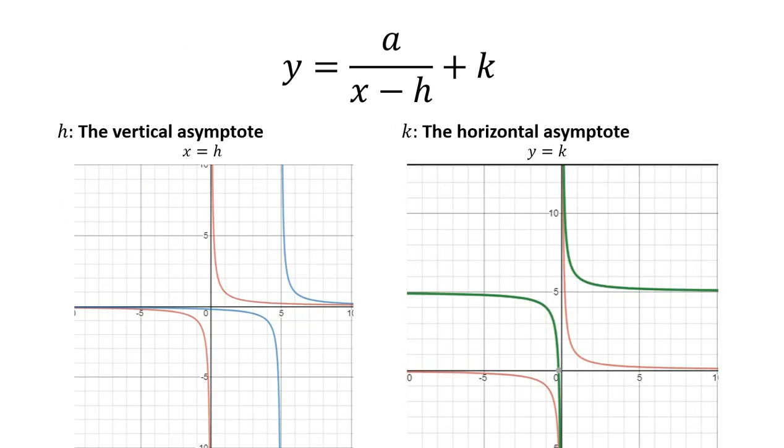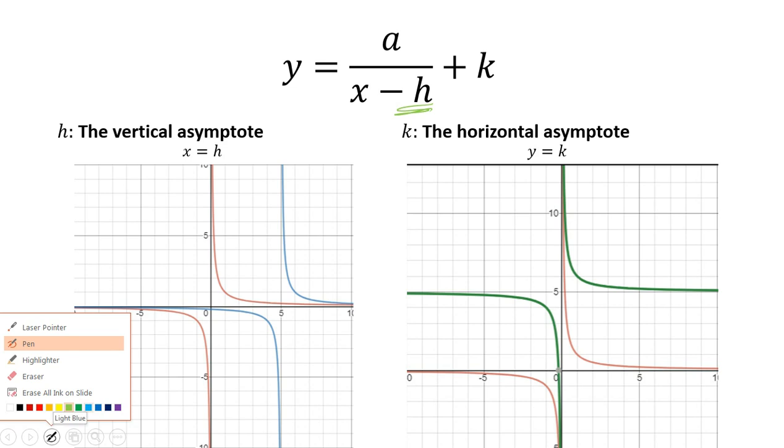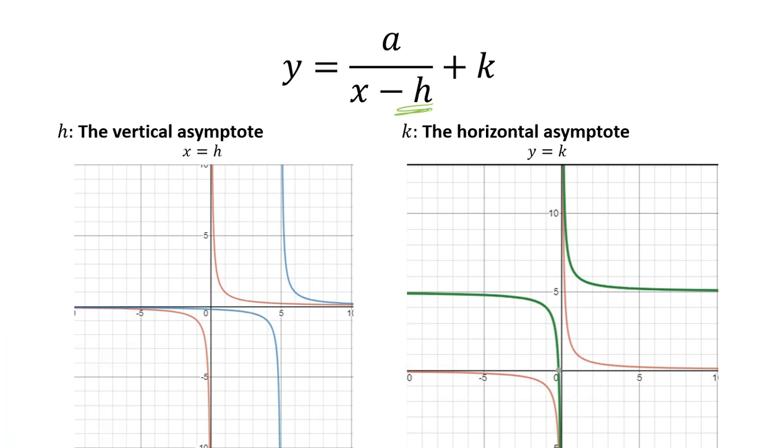Okay, so the next thing is our vertical and horizontal asymptotes. The vertical asymptotes, which is up and down, is affected by the h. So the h is what affects the vertical asymptote. Again, the red function is our general base function for these. It's our y equals 1 over x.